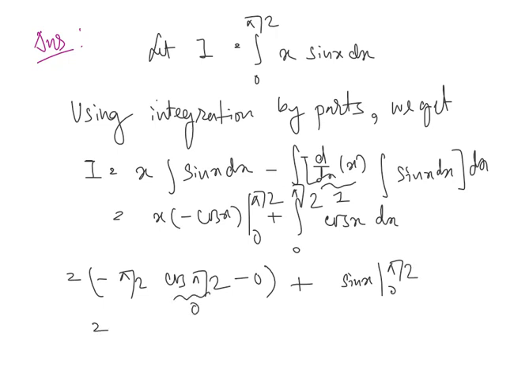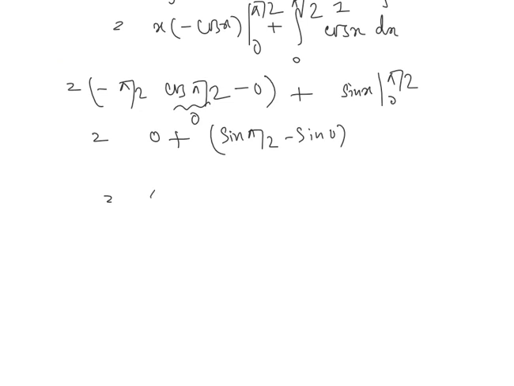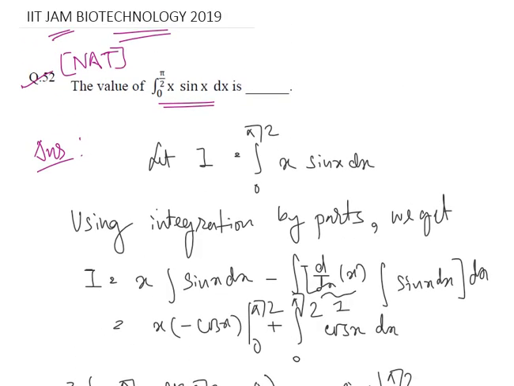As we know that cos pi by 2 is 0, therefore the whole first part becomes 0. And now here we get sin pi by 2 minus sin 0. Now sin pi by 2 is 1 and sin 0 is 0, so our required answer is 1. So 1 is the answer of this question.